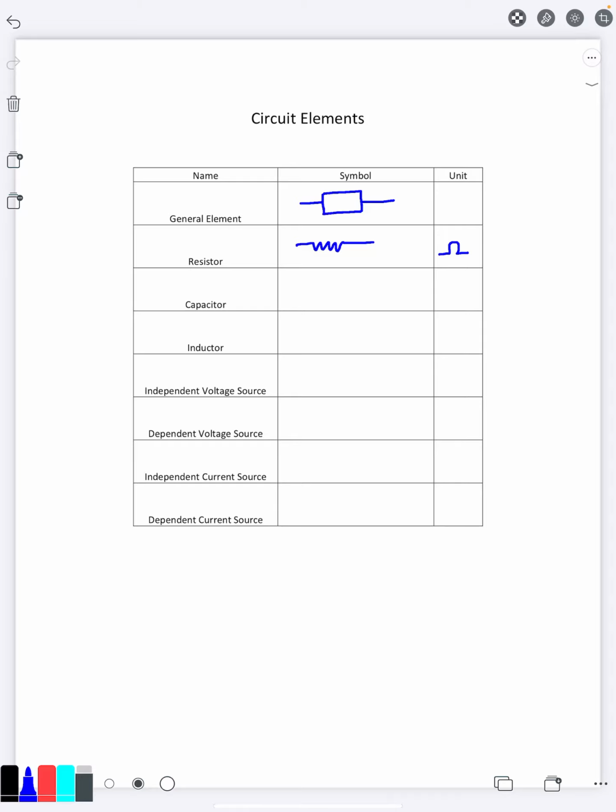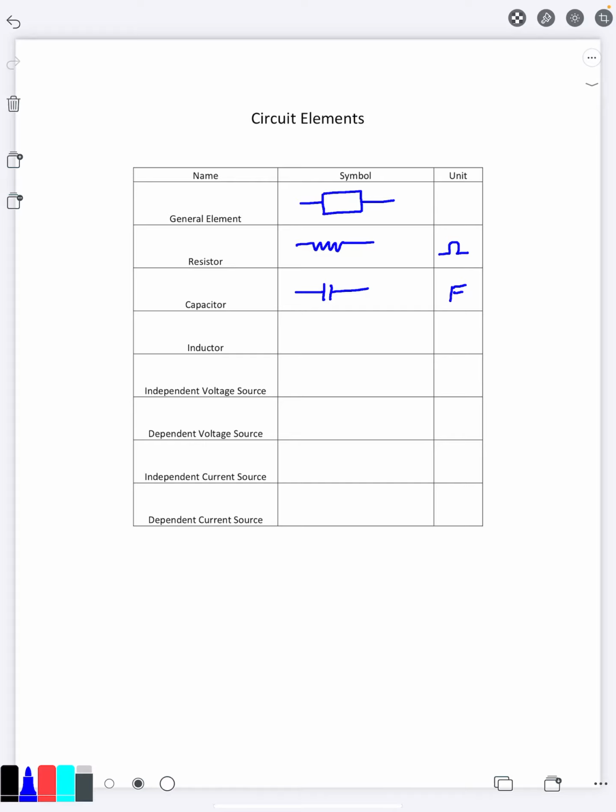Next up is the symbol for a capacitor. It's just two parallel lines like this with a gap in between them. And the units for capacitors are in farads. I do want to point out on the side here that you are definitely not going to be dealing with any capacitors whose value is 1 farad. It's going to be something in like millifarads or microfarads or something like that.